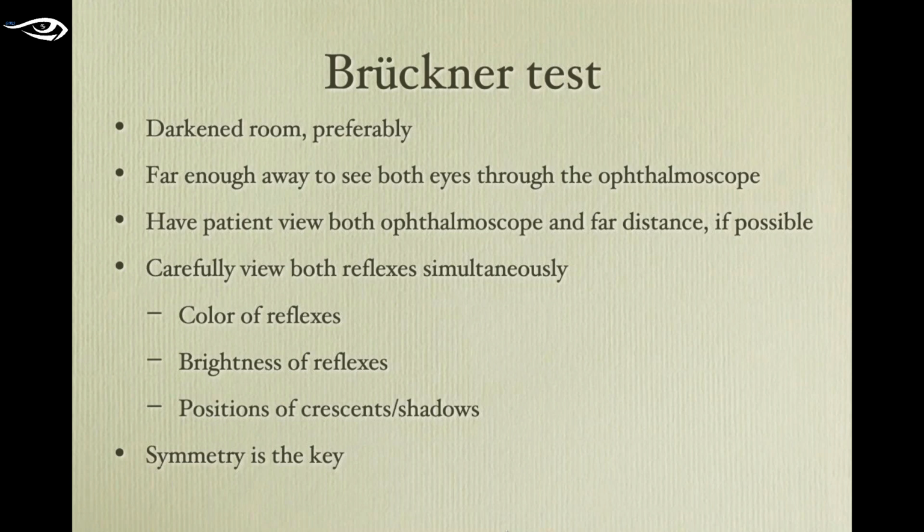What am I looking at when I'm doing Brückner test? Well, I'm looking at the color of the reflexes, I'm looking at the brightness of the reflexes, and I'm looking at the position of the crescents or shadows within the pupil. And in doing that, I am able to evaluate a number of different processes going on. First of all, if there is a medial opacity, a cataract, or a corneal opacity of some kind, you're going to get a dark area in one eye, and maybe you'll get a wipeout of the red reflex.